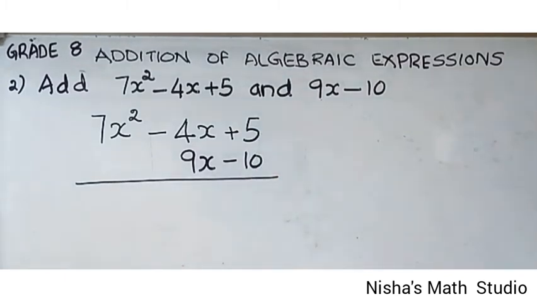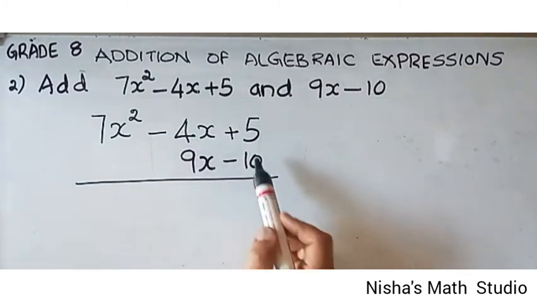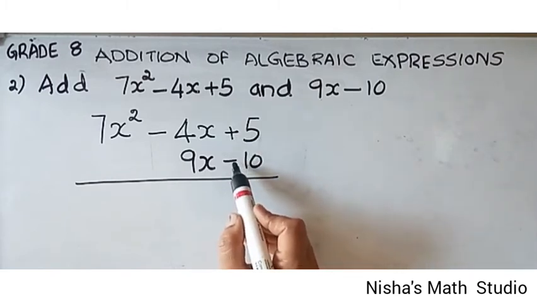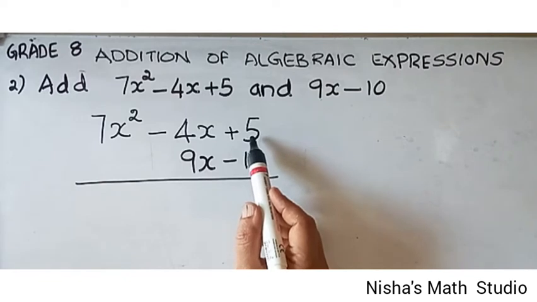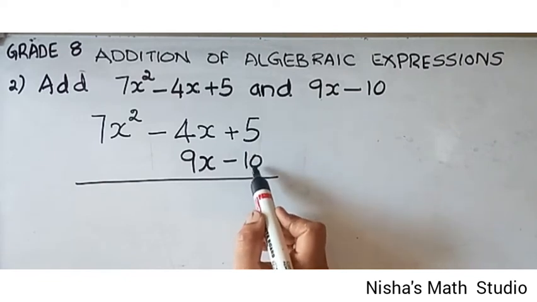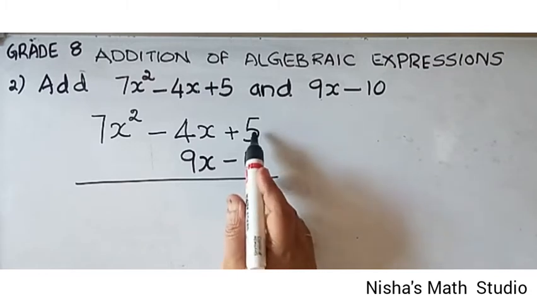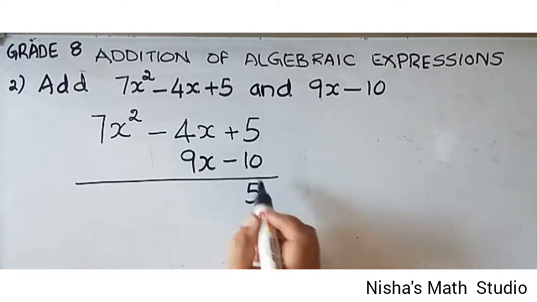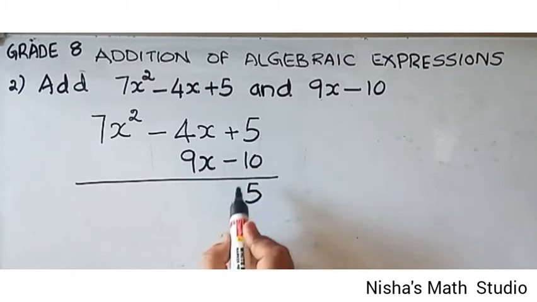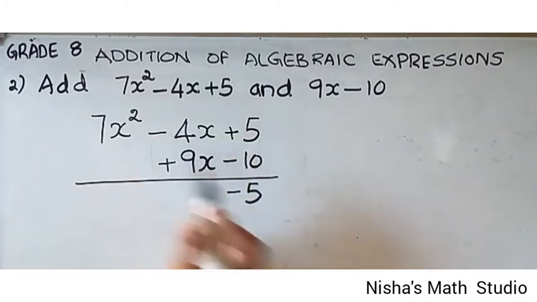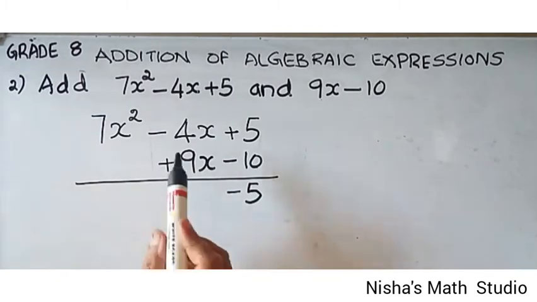Now I hope you remember the rules for integer addition and subtraction. When you have one positive and one negative number, we have to subtract the smaller number from the bigger number and put the sign of the bigger number. So here it is 10 minus 5 which is equal to 5. Bigger number is 10, sign is minus. Here also when there is no sign, remember, it means it is plus.